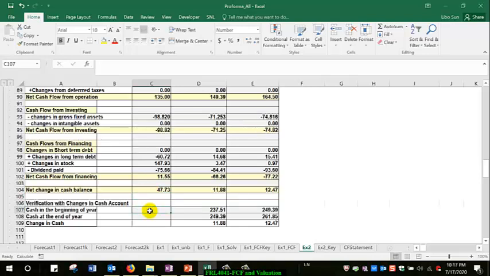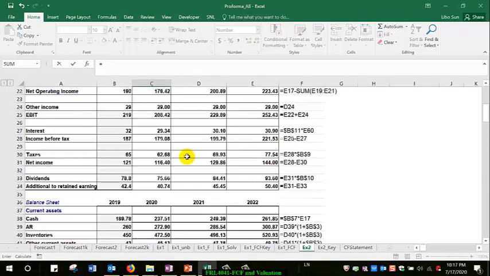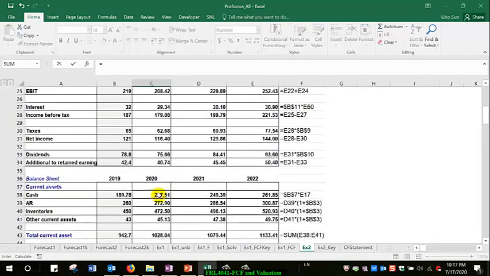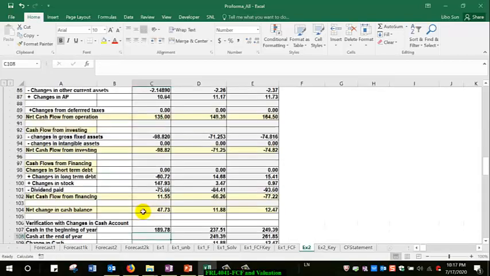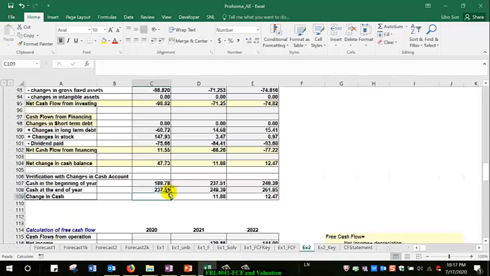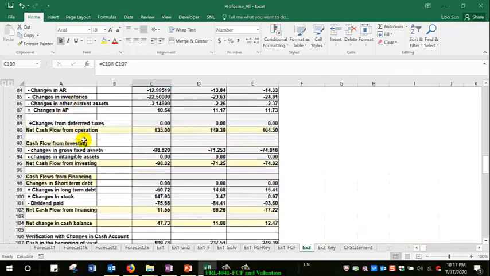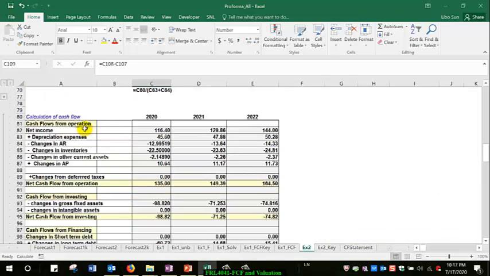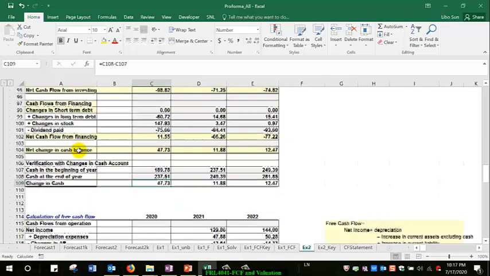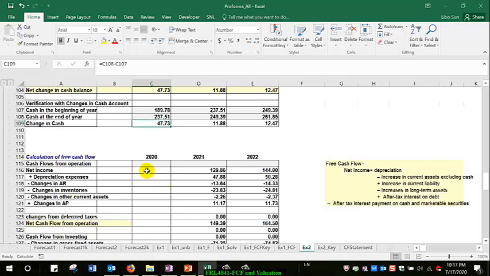So go to the cash at the beginning of our pro forma first year. Go to balance sheet cash. This beginning is the end of last year. The end is 237. So look at the change from end to beginning. So 47, right? So these two numbers are identical, means whatever we did in the list of item are correct. So this cash flow statement will help us to do the free cash flow, right?